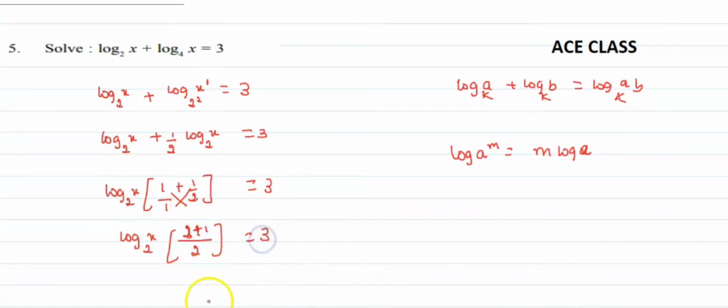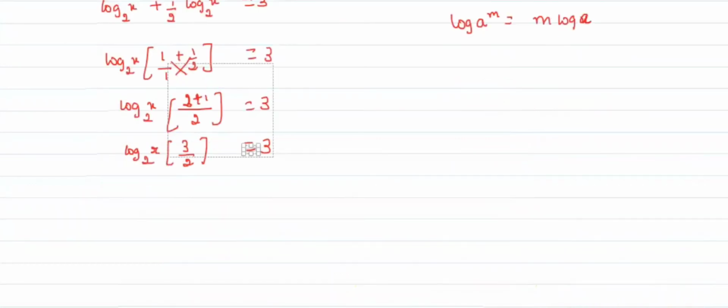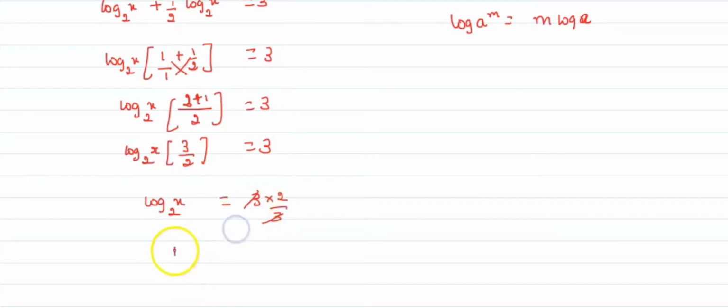equals 3. So this is log x to the base 2 multiplied by 3 over 2 equals 3. So log x to the base 2 will be equal to 3 into 2 over 3. So 3 and 3 will get cancelled. Log x to the base 2 is equal to 2.